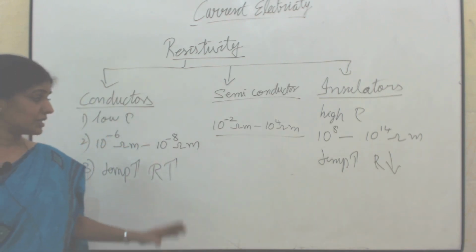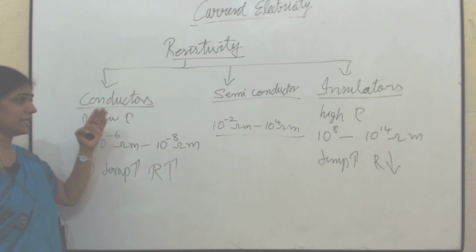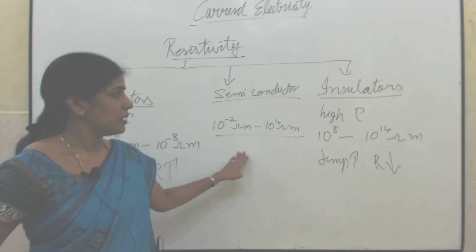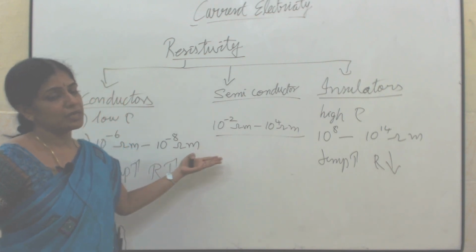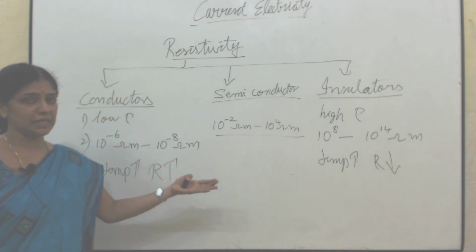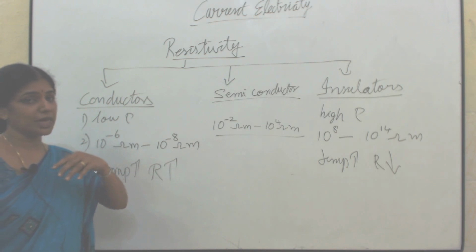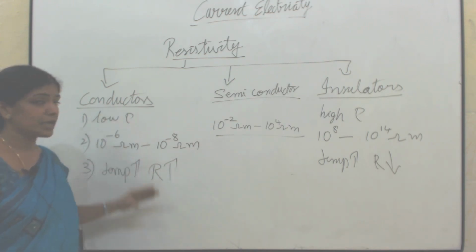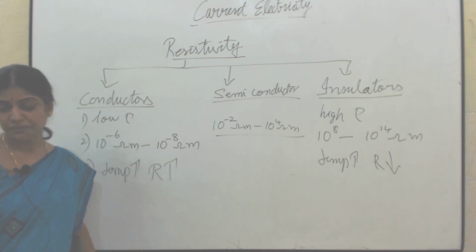Now, we have seen so many examples we can say for conductors. The very good examples for semiconductors are germanium and silicon. Insulators, so many examples: wood, Teflon, plastic, all these are good examples for insulators. For conductors, all metals are very good examples.